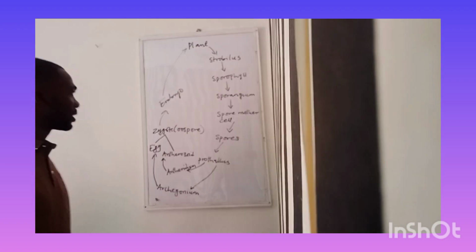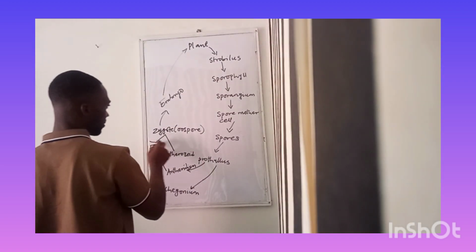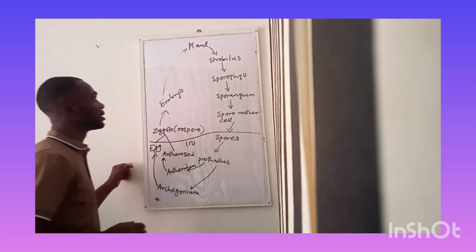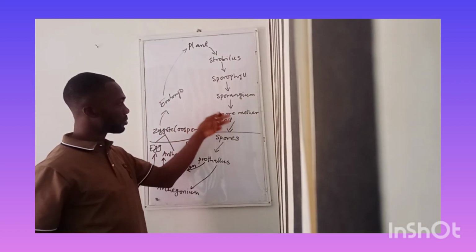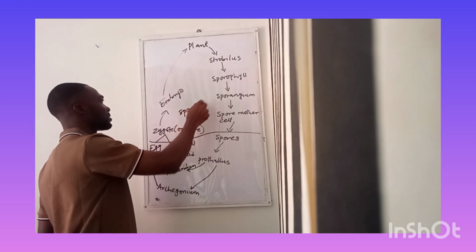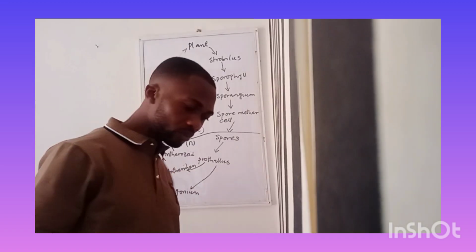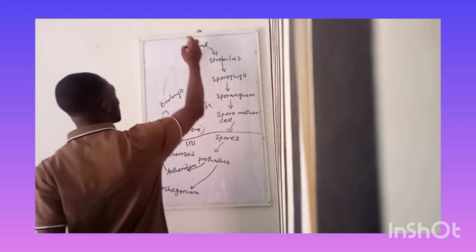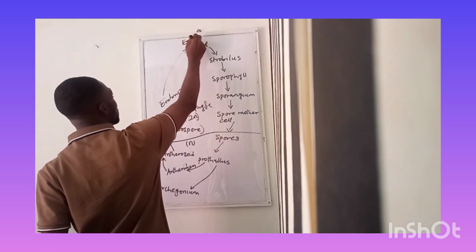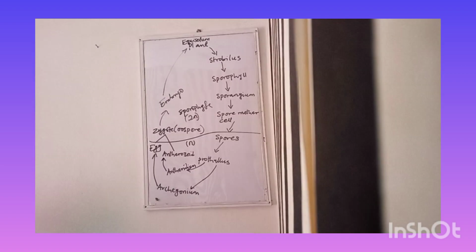So this is the life cycle. Now all the stages from the spore to the gametes are called the gametophyte. The gametophyte has n number of chromosomes. Then all the stages from the zygote or oospore down to the spore cell are called the sporophyte. The sporophyte has 2n number of chromosomes. So this is the life cycle of Equisetum.